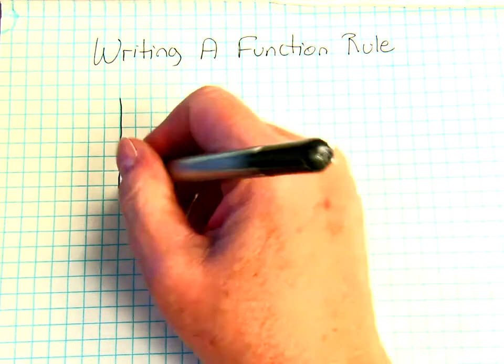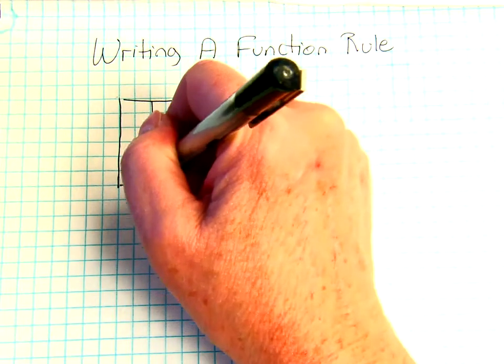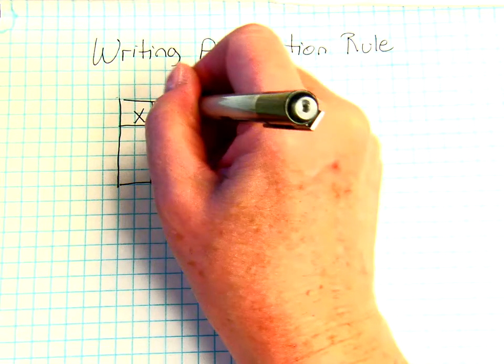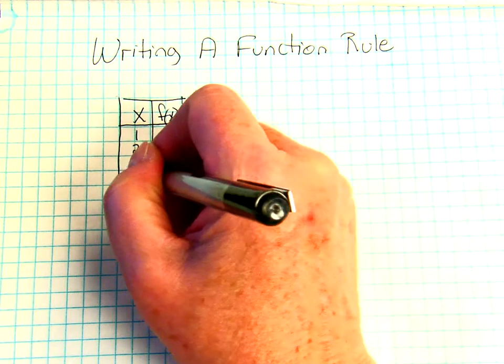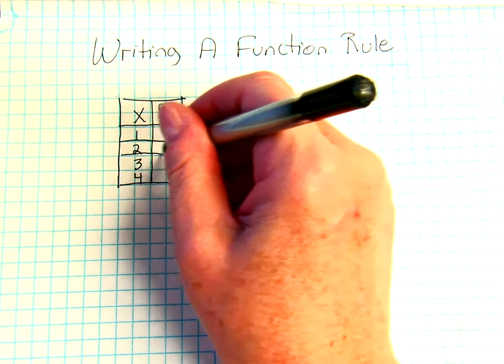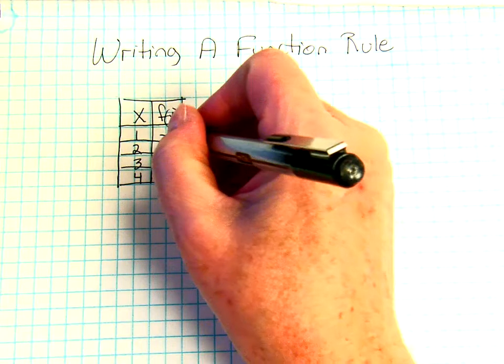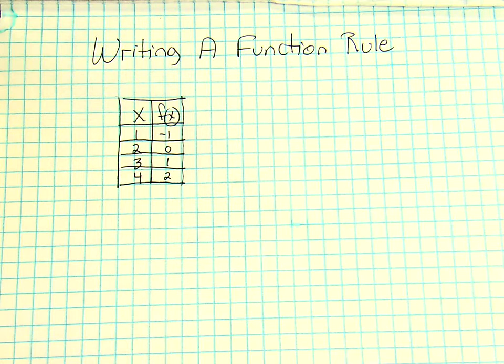So we're going to just make a table here, just a pretty basic x, f of x, and what we're going to have is 1, 2, 3, and 4. Let me just make my lines here to separate it all down for you. 1, 2, 3, and 4, and f of x is -1, 0, 1, and 2. Remember that f of x simply means the function of x, which is the same as our y. It is our output value.